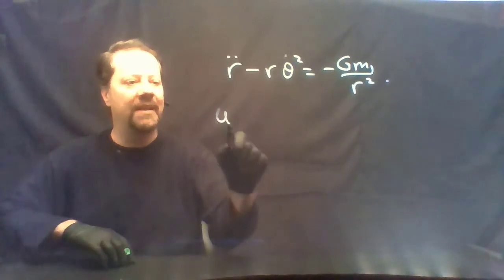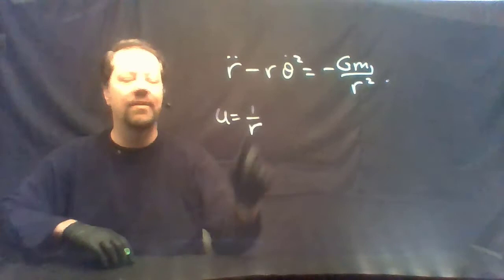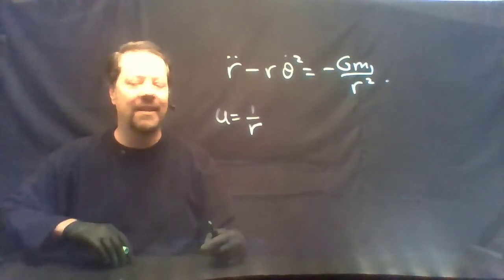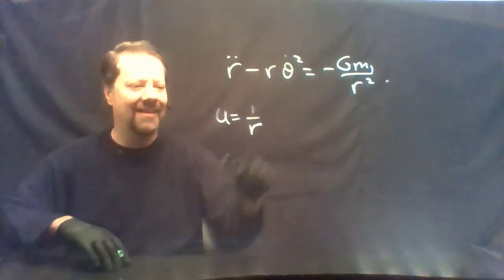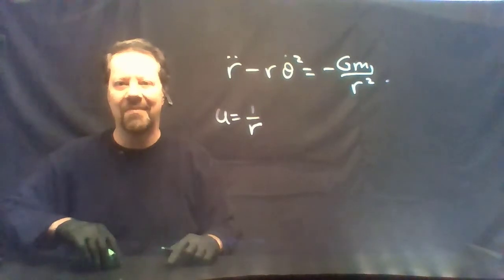It's to replace r with another variable u, where they're kind of inversely related to each other. This is kind of flipping the universe, where r is 0, u will be infinity, and where r goes to infinity, u goes to 0.